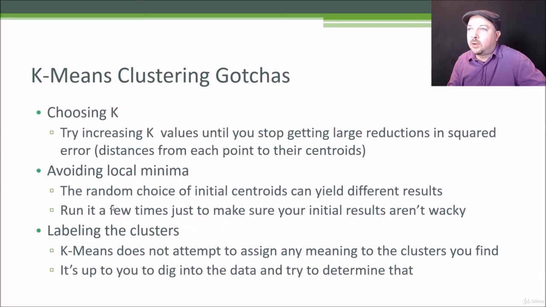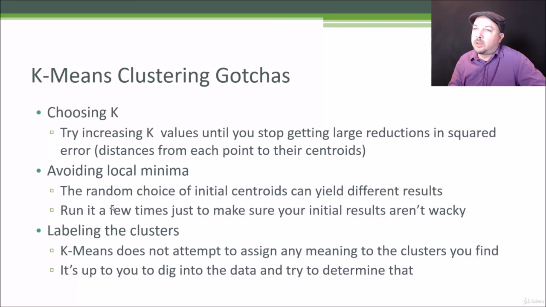So, if you look at the distances from each point to their centroids, you can think of that as an error metric. And at the point where you stop reducing that error metric, you probably have too many clusters. Okay, so you're not really gaining any more information by adding additional clusters at that point.